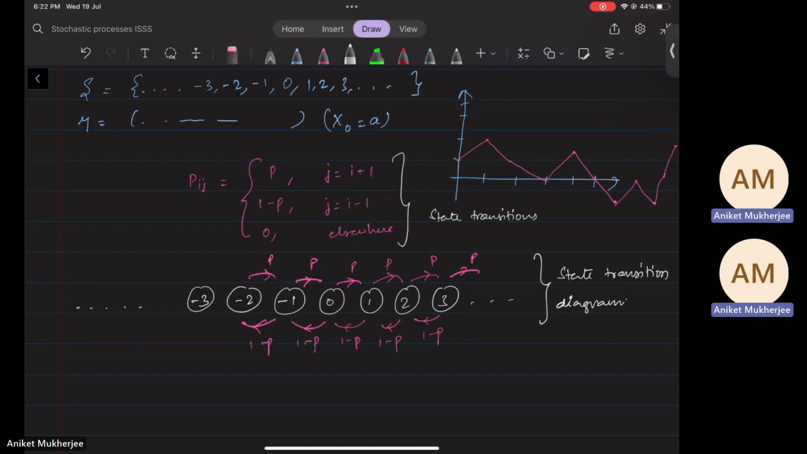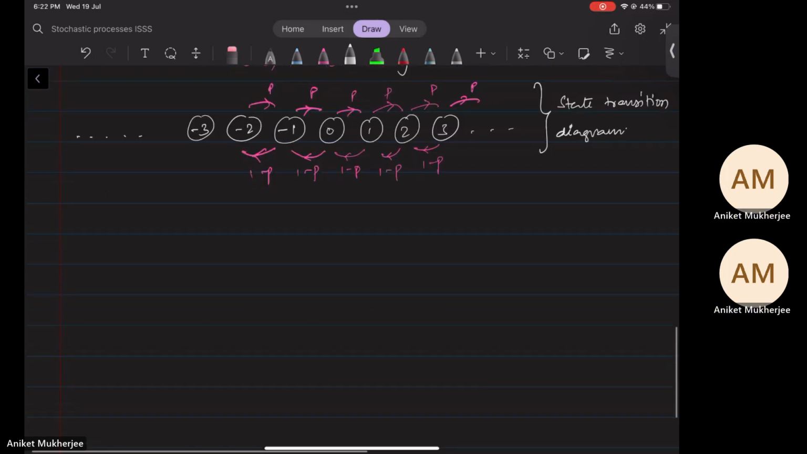Those kinds of things. A more important special case is when p is equal to half, then you call it a simple symmetric random walk. Then you have an equal chance of winning and losing. So we'll look into it later when we talk about random walks. So this is the basic introduction to random walks. Okay, this is the third example.